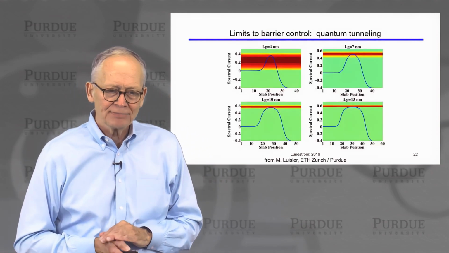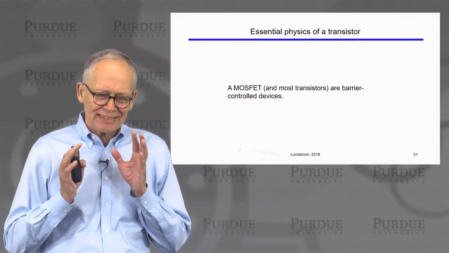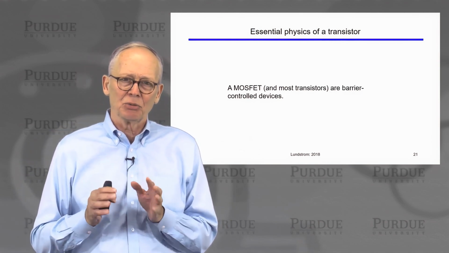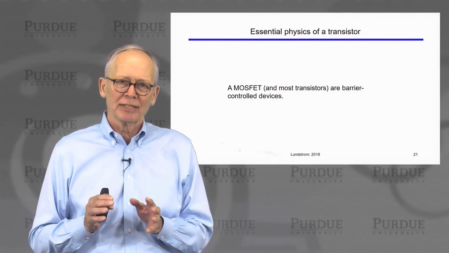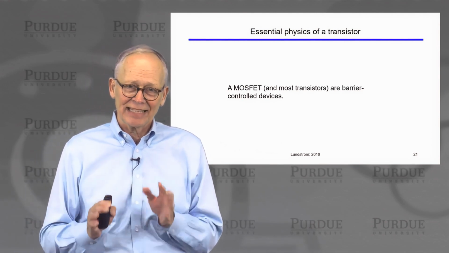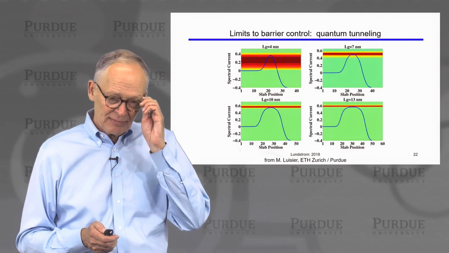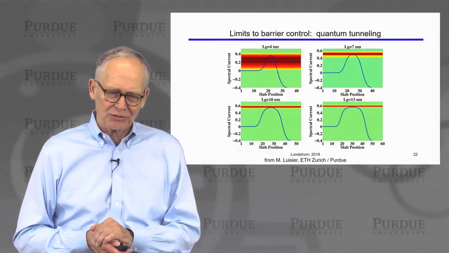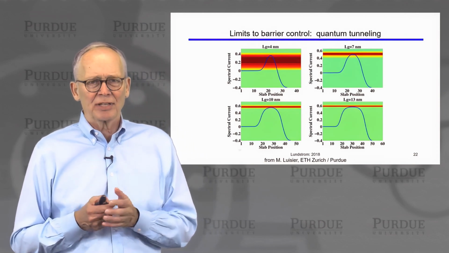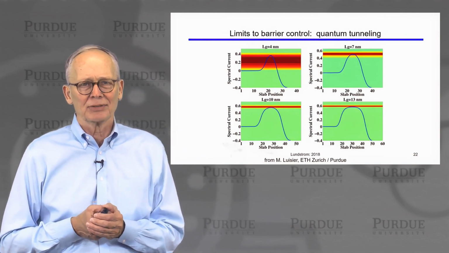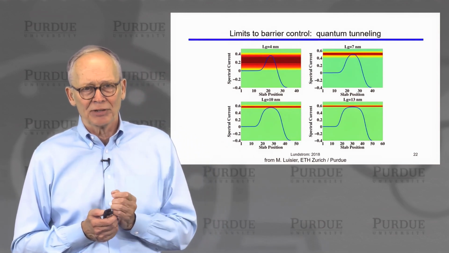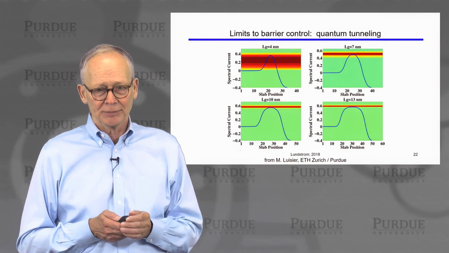Okay, so what makes a MOSFET is that it is a barrier controlled device. We control the current by controlling the height of energy barriers with terminal voltages. That's what makes the device work. Now, there are some considerations here that we have to worry about as channels get shorter and shorter. We know that electrons are quantum mechanical particles. A quantum mechanical particle doesn't have to hop over a barrier, it can tunnel through a barrier.